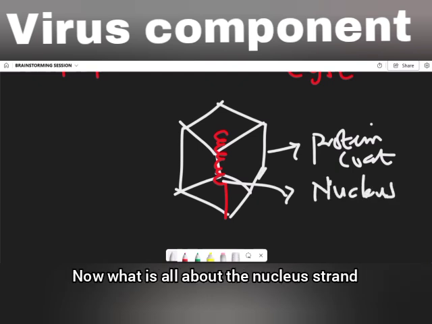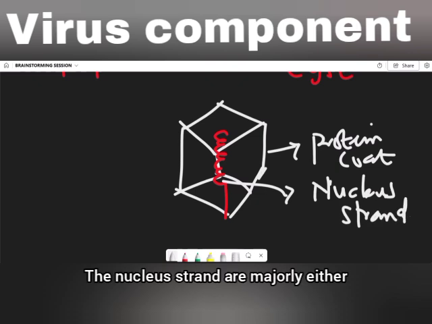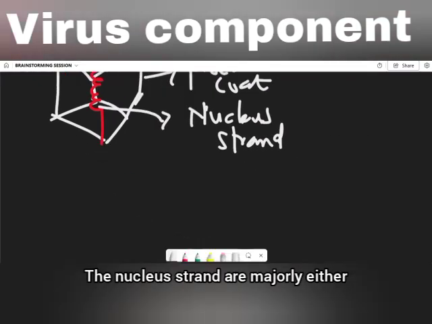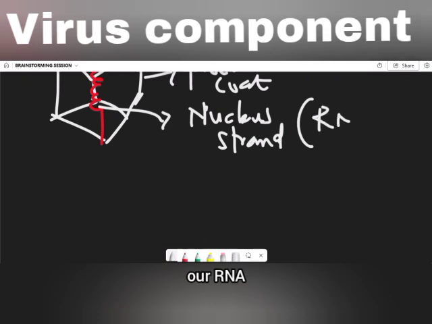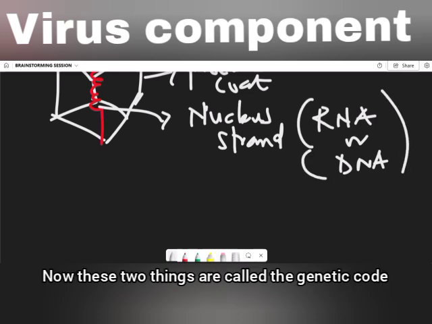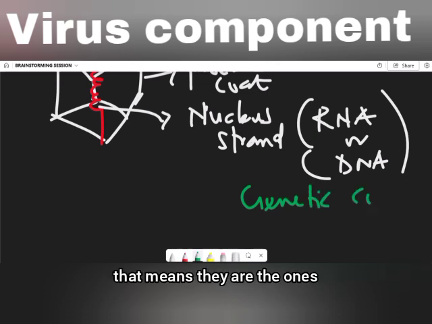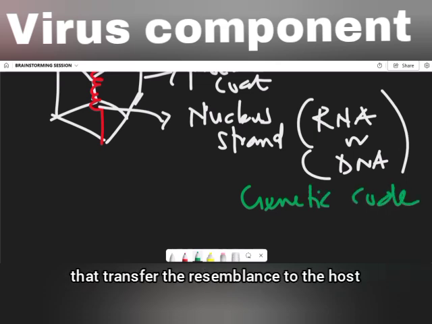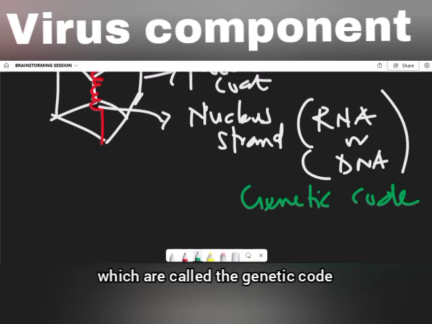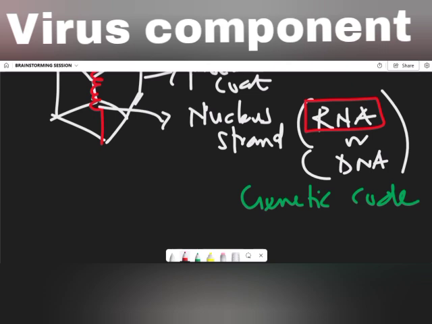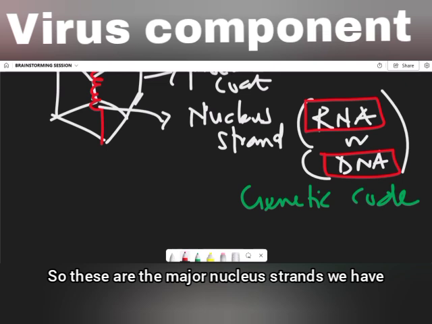Now, what is the nucleic strand all about? The nucleic strand is majorly either RNA or DNA. These two are called the genetic code. That means they are the ones that transfer resemblance to the host or from one organism to another, which are called the genetic code. So a virus has either RNA or DNA. These are the major nucleic strands we have.